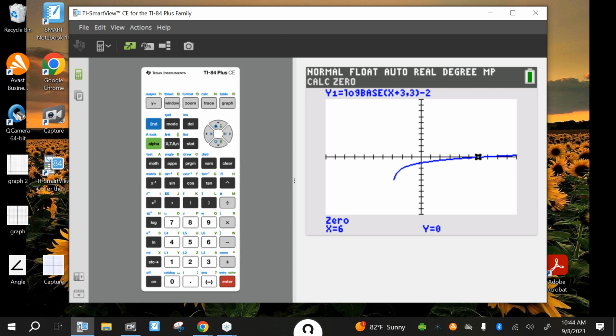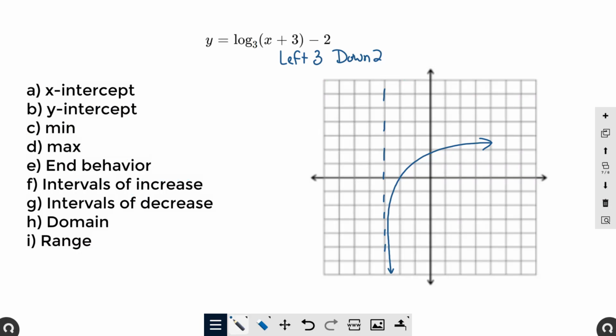Well, you can only pick numbers that are shown on your scale window here. Yeah, you could use 0 and 10. You could say 0, 10, and enter on guess. Yeah, you could use that. That would be fine. So x equals 6 is your x-intercept.